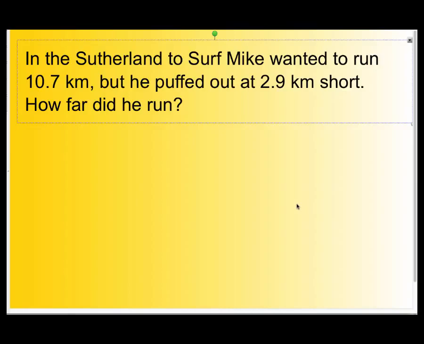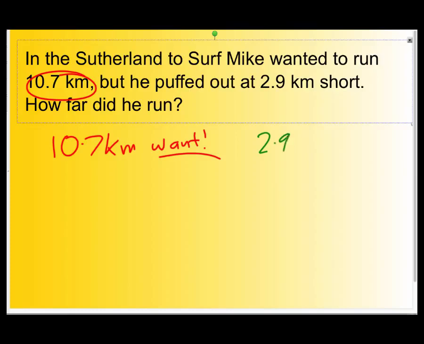You're back now. Right, in the Sutherland to Surf, Mike wanted to run 10.7 kilometres. That's what he wanted to run. But he puffed out 2.9 kilometres short. So he was this far away from what he wanted. He failed at achieving this, and he was this short at doing that. So you've got to work out how far did he run. This is just a simple subtraction sum.